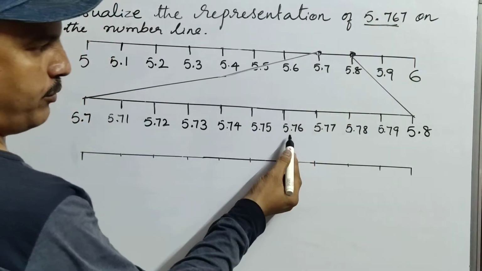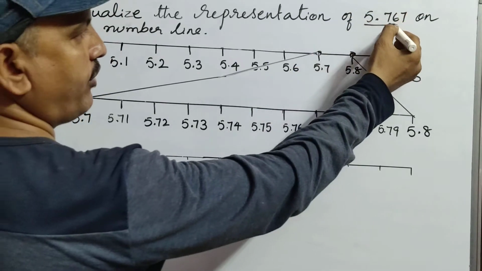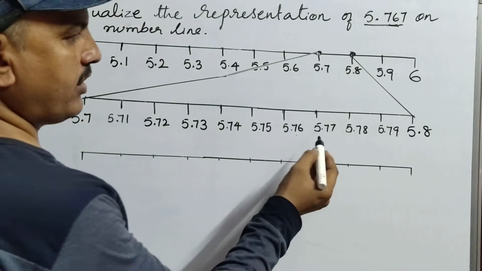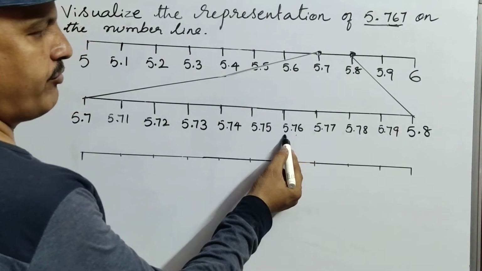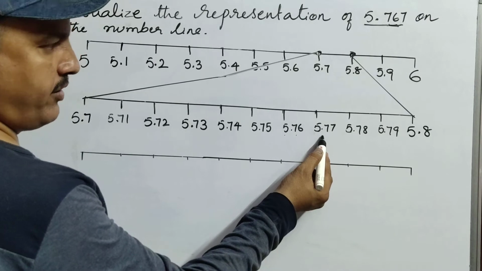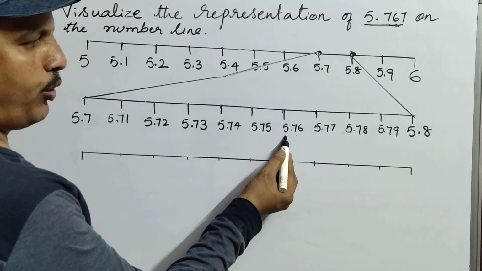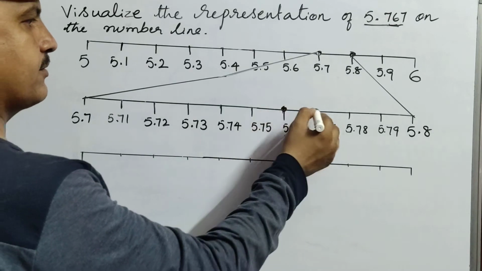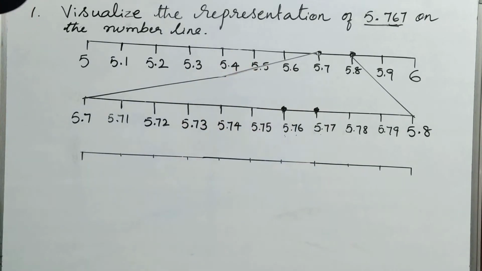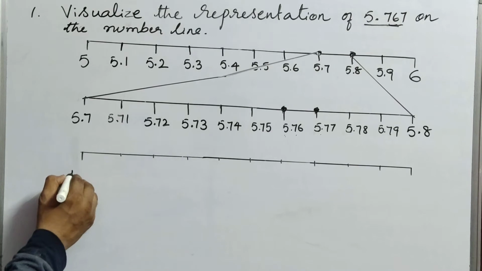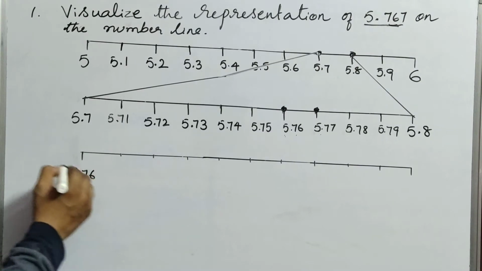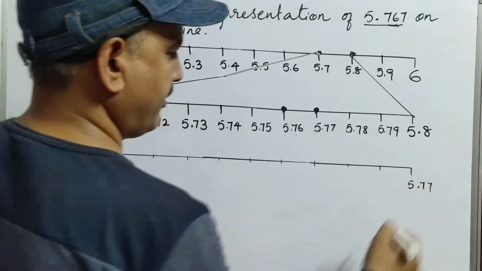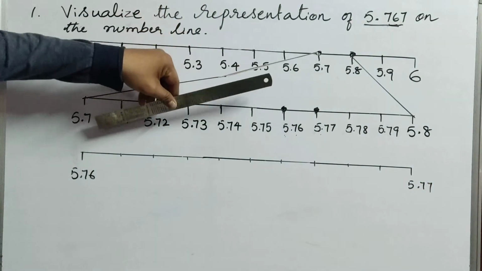Now you got up to 5.76 here. The next number is 5.767. So now where does 5.767 lie? It lies between 5.76 and 5.77. So mark these two like this. Okay? And at this end you write 5.76 and at that end you write 5.77. Again, join these two.